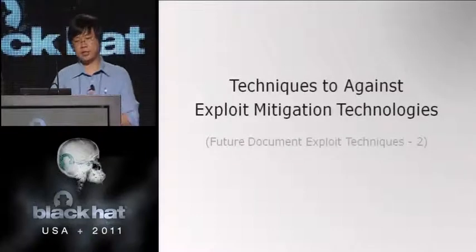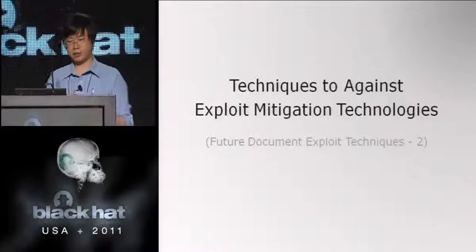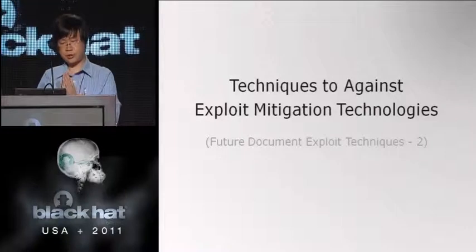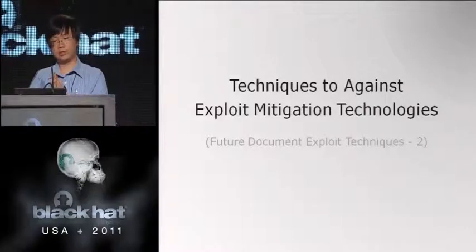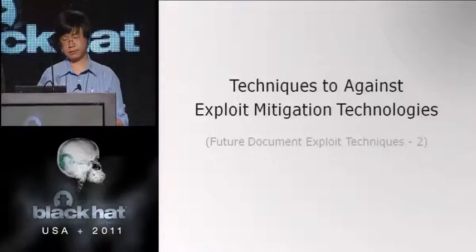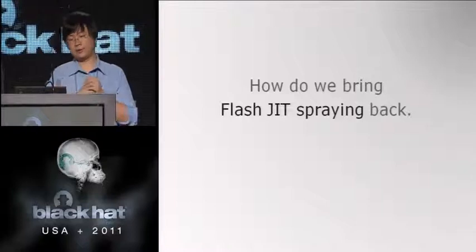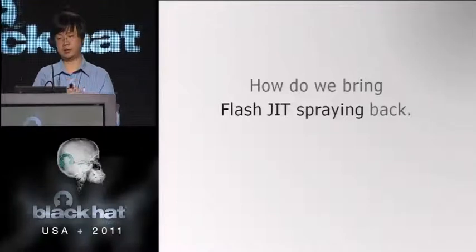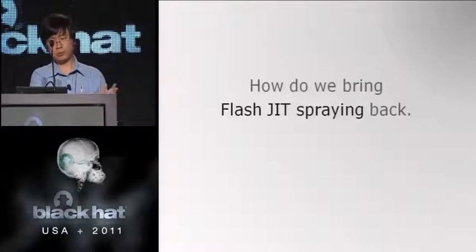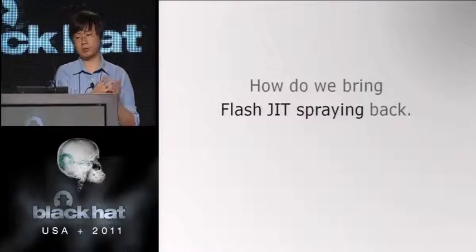Okay, the second type of attack is attack on exploit mitigation techniques. Researchers will definitely find new techniques to defeat DEP and ASLR in the future. So we are going to introduce our Flash JIT spraying technique as the example. This technique not only brings JIT spraying back, but is also able to defeat Microsoft EMET protection.